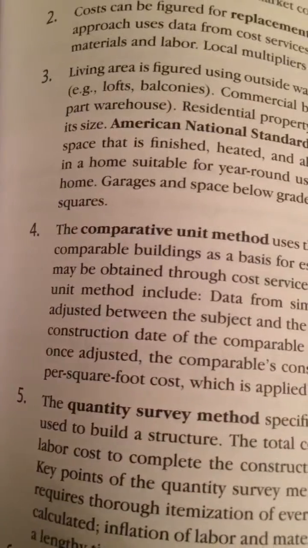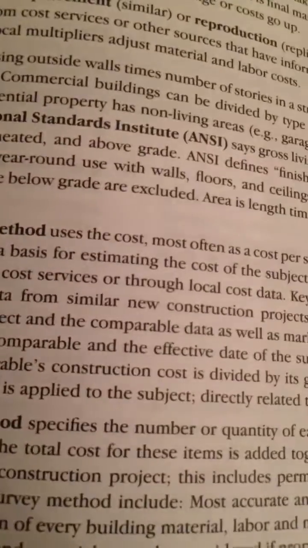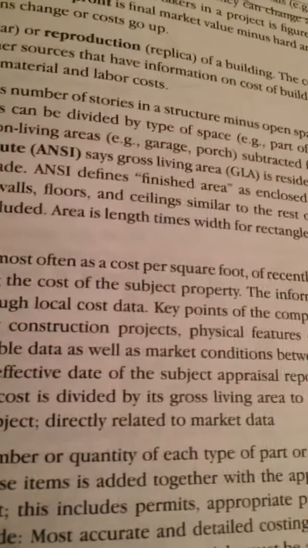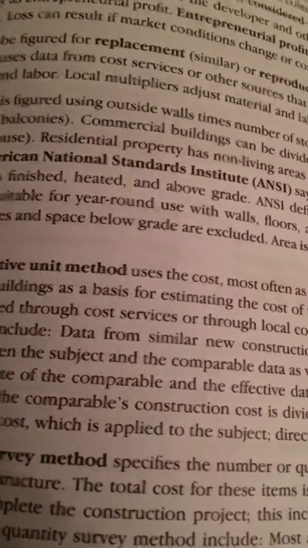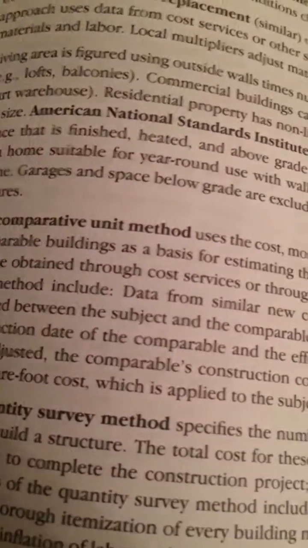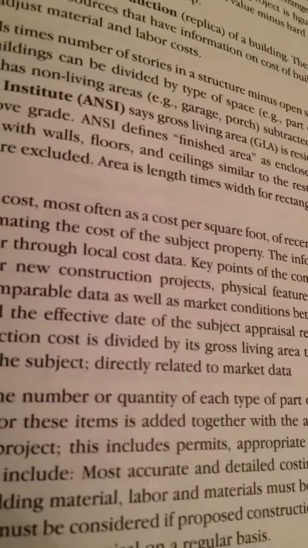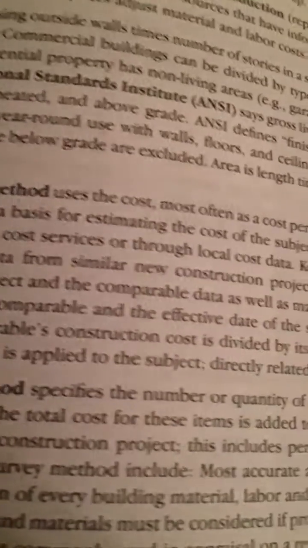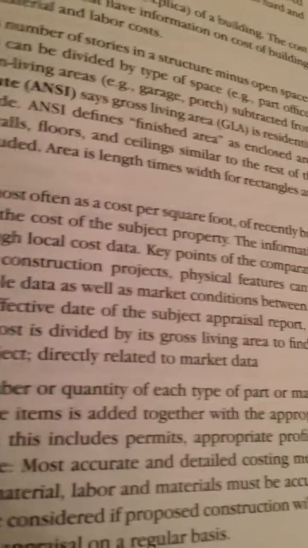4. The comparative unit method uses the cost, most often as a cost per square foot, of recently built comparable buildings as a basis for estimating the cost of the subject property. The information may be obtained through cost services or through local cost data. Key points of the comparative unit method include data from similar new construction projects.